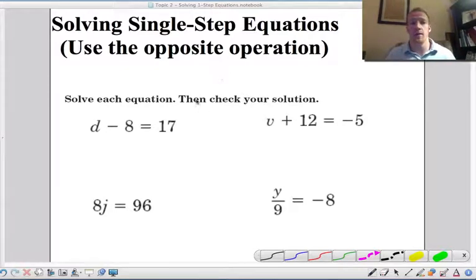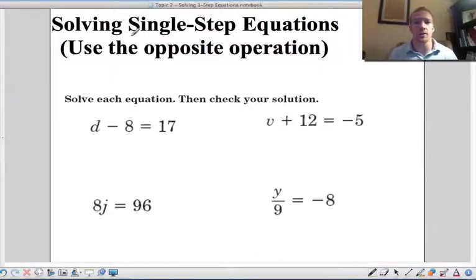Alright, and it begins. Now we're really solving equations. Okay, this is key, fundamental. You got to get this chapter, alright? So make sure you do whatever it takes to understand the topics we go over in this chapter. These are just single-step equations. So, easy, they're one step.